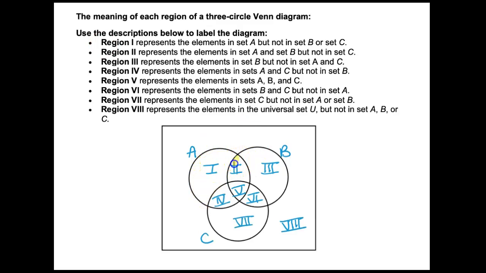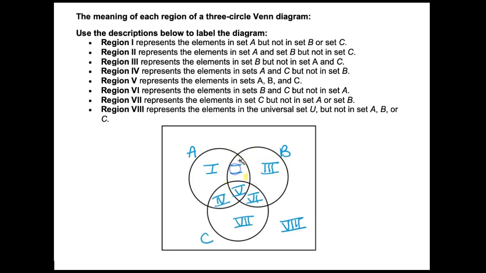Let's look at region 2. Region 2 would be right here. That region is where A and B overlap, so elements that are in A and B, but not C. Notice in this region, we're not yet touching circle C. So elements that are in A and B, but not C.